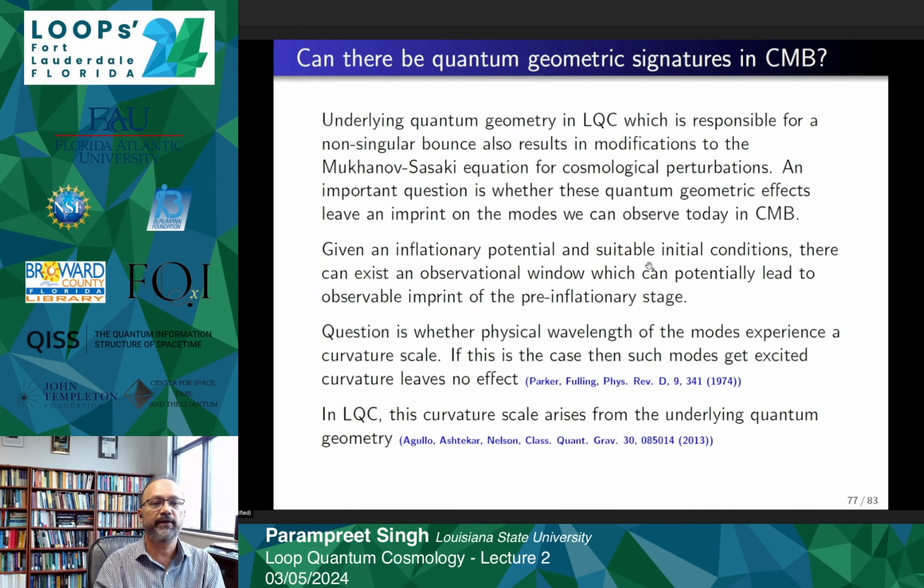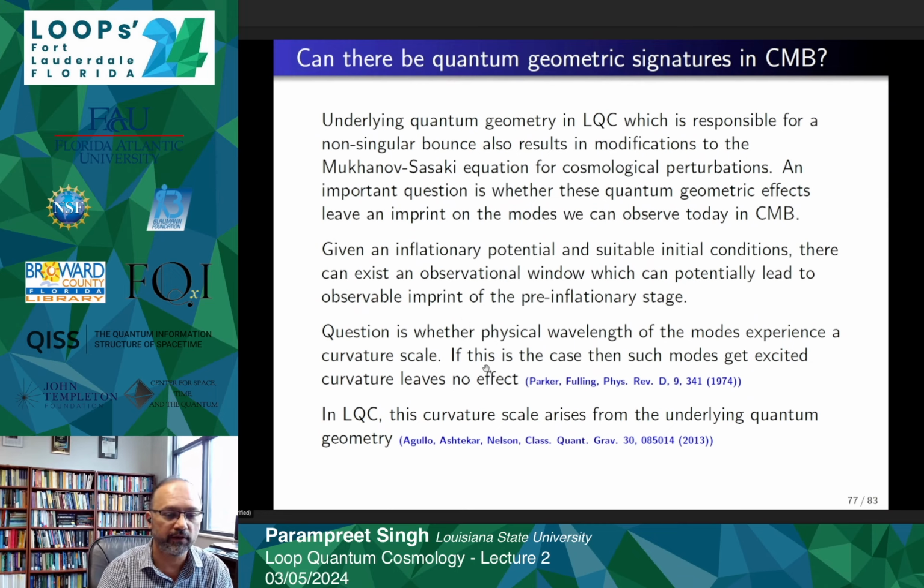So can there be quantum geometric signatures in the CMB? This is where a lot of work has been done. Underlying quantum geometric signatures in LQC, as I mentioned to you, lead to a departure from the vacuum state. And given an inflationary potential and suitable initial conditions, there can exist an observational window which can potentially lead to an observable imprint of the pre-inflationary state.